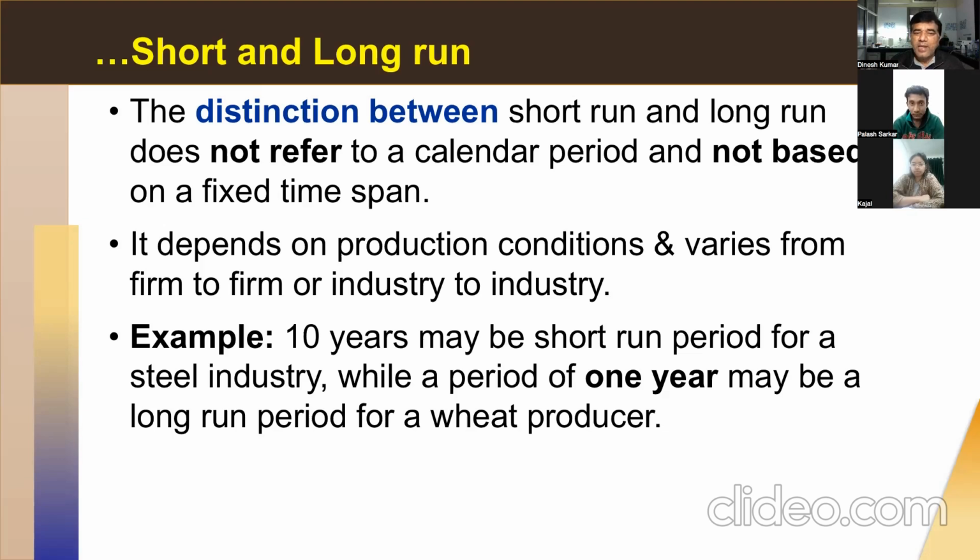For example, 10 years may be a short run period for a steel industry, while a period of 1 year may be a long run period for a wheat producer, for a farmer, because he cannot wait. Suppose this year he has used 20 kg fertilizer, so he can increase it to 30 kg next year. So this 1 year may be a longer period for him.